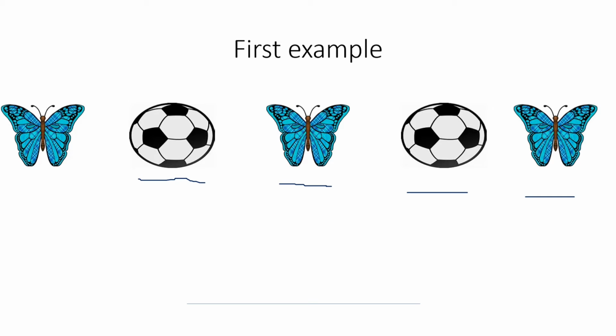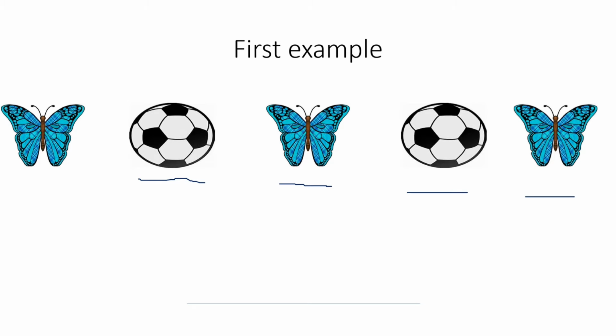So let's look at our pattern again. First we have the butterfly. After our butterfly comes the football. After our football comes the butterfly. After the butterfly comes the football again. So now we want to know, what are we going to put after the butterfly? Are we going to put another butterfly, or are we going to put a football?